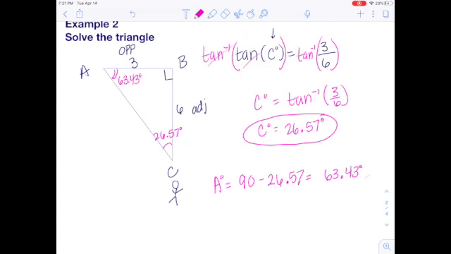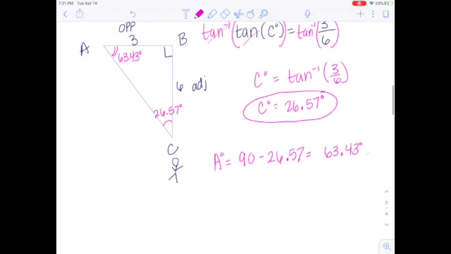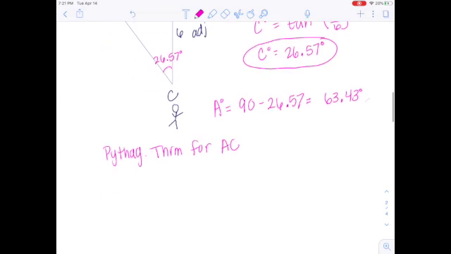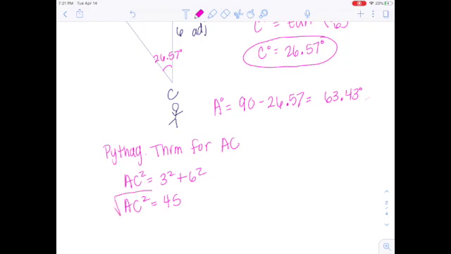All right, and all that's left to find out of that triangle is your hypotenuse. So we'll use Pythagorean theorem for your AC. So I know AC squared is equal to 3 squared plus your 6 squared. So AC squared is equal to, that works out to be 45. Square root both sides. AC would be square root of 45.